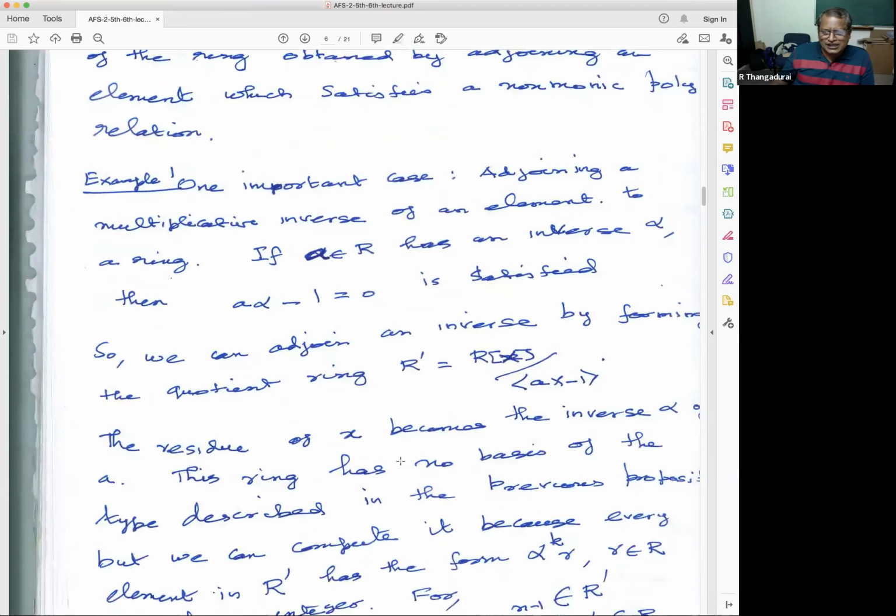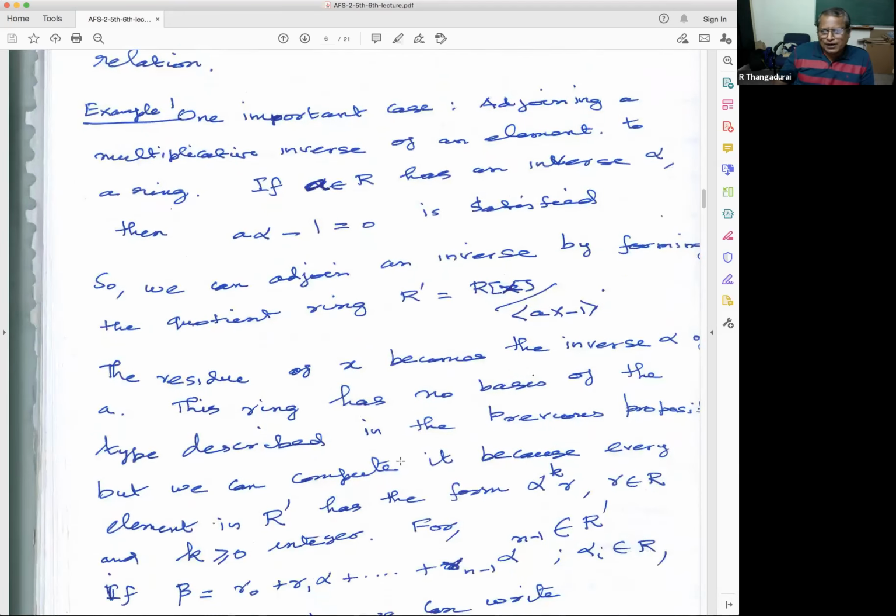One important case is adjoining a multiplicative inverse. Since R is a ring, not every non-zero element has a multiplicative inverse. So suppose some element a does not have an inverse; we just adjoin the inverse to this ring. Then that extension ring will be one where a has an inverse. With that idea, we start.